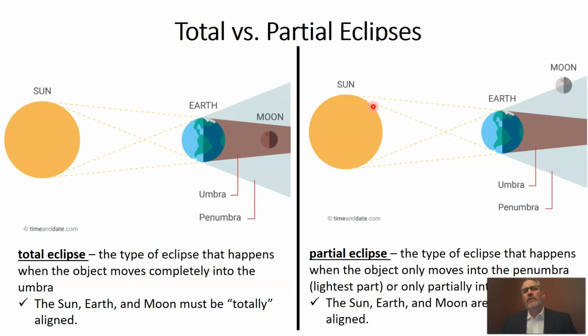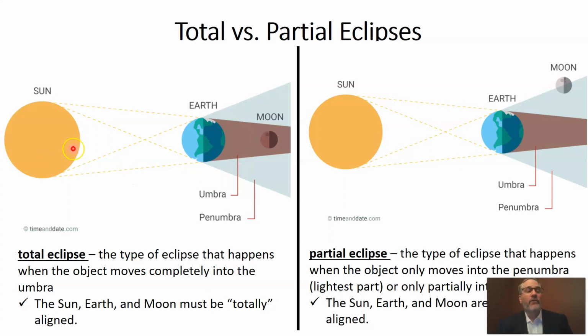So we need to deal a little bit with something called total and partial eclipses. Most of our energy is going to be on total eclipses because there are many different types of partial eclipses. So let's look first at a total eclipse. A total eclipse is a type of eclipse that is going to happen when the object that's moving into a shadow moves completely into that umbra, meaning that dark part of the shadow.